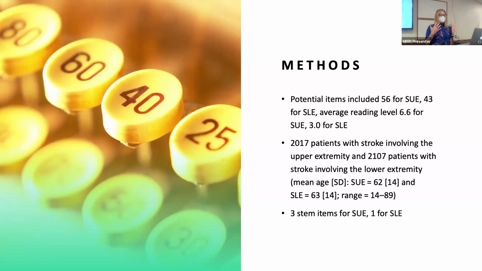The three stem items for upper extremity, the stem is just the start of the question. So, how hard is it for you because of your stroke, for your upper extremity, and then with both hands, were the three stems for stroke upper. And then for the lower extremity, it was how difficult is it for you because of your stroke?